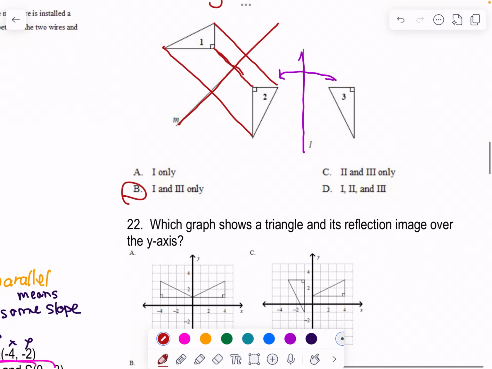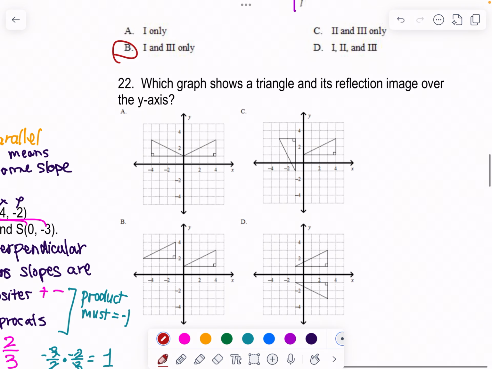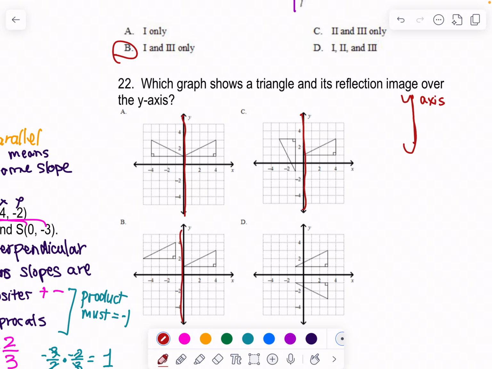Cool. Which graph shows a triangle and its reflection image over the y-axis? Remember that the y-axis is the tall axis. In fact, I go like this to remind myself, y-axis, because it's tall. So which one reflected it? Or imagine that there's a fold on the y-axis. Does it look like it folded right there and it was the same thing on both sides, on this one, this one, or that one? Well, I would say A, because it looks like it folded, right?